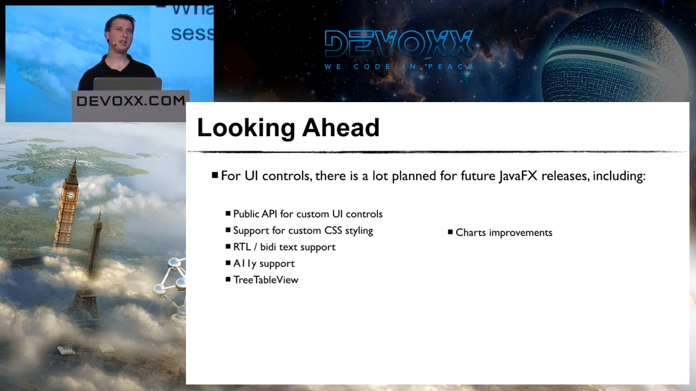Tree table view is a big control, the second most highly voted for control on our Jira. There's a whole bunch of charts improvements that we want to do. Heaps of features and tweaks to make. For JavaFX 8, we've already done a huge amount of performance work, so things are a lot faster. We got massive performance gains in JavaFX 8. And my bug list is massive, so I want to spend as much time fixing bugs as possible.